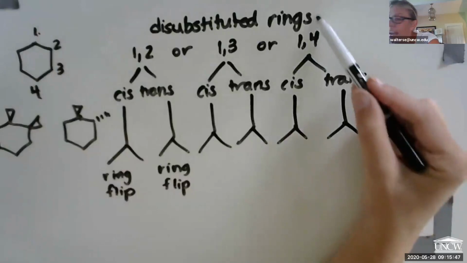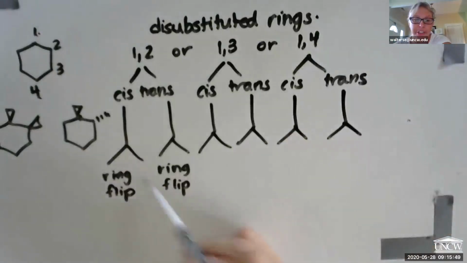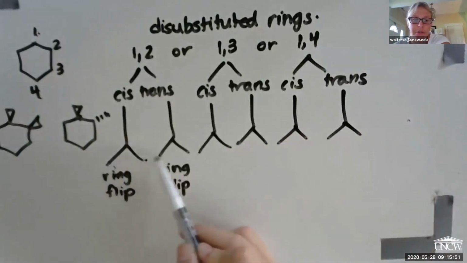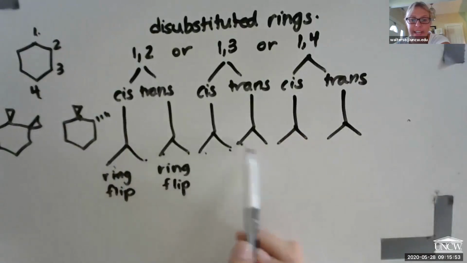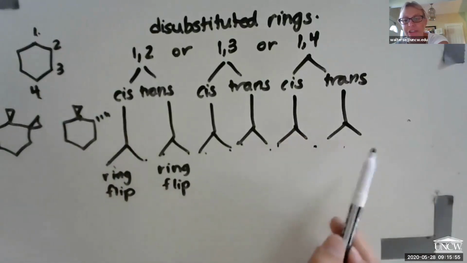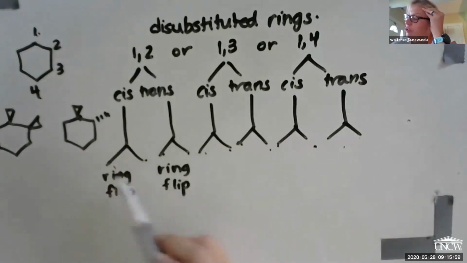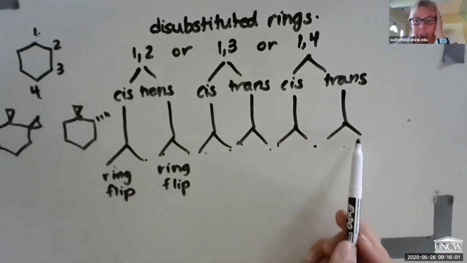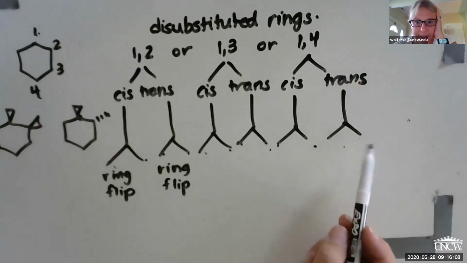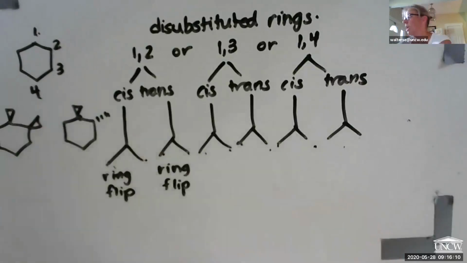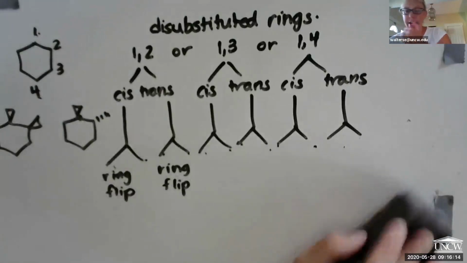So this one topic is going to get you 12 different relationships. If you try to memorize these 12 different relationships, that's a whole lot more work than learning how to do the analysis.